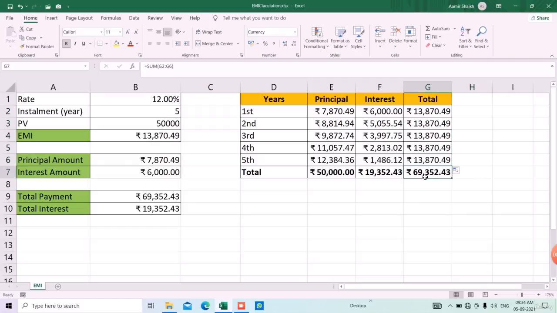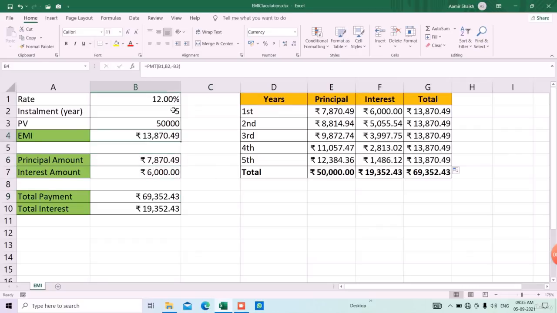So this is the total EMI, so we have already calculated. This is the total interest, that also we have already calculated, and the principal repayment is 50,000, that we already know. So I hope you have understood how to calculate EMI for various years, how to calculate what is the amount of principal repayment in that particular EMI, what is the amount of interest repayment.